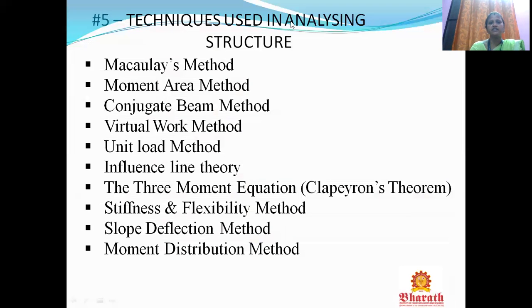Next, we are going to see the techniques used in analyzing structures. What methods are used in analysis? First is Macaulay's method. Next is the moment area method. Next are the conjugate beam method, virtual work method, unit load method, influence line theory, three moments equation, that is Clapeyron's theorem. Next are the stiffness and flexibility methods, slope deflection method, and moment distribution method. These are the different types of methods we use in structural analysis.